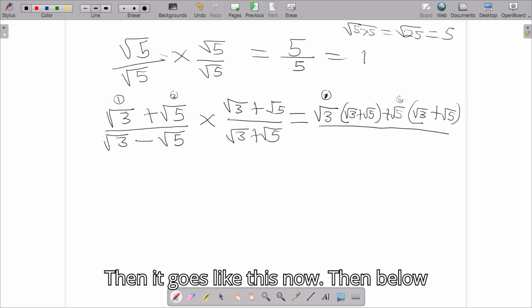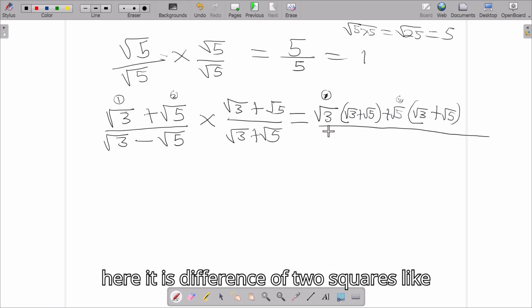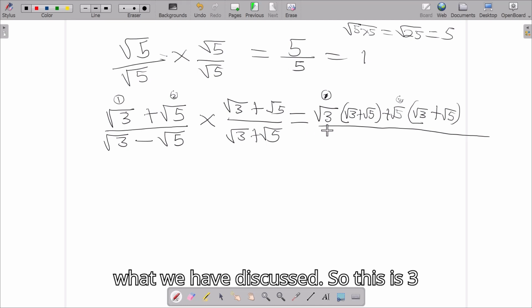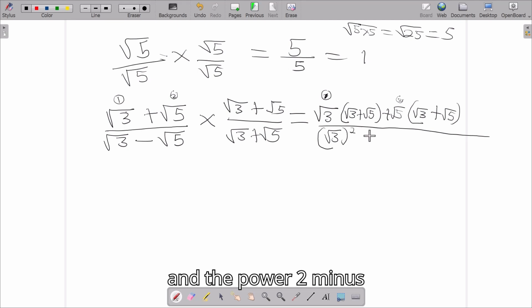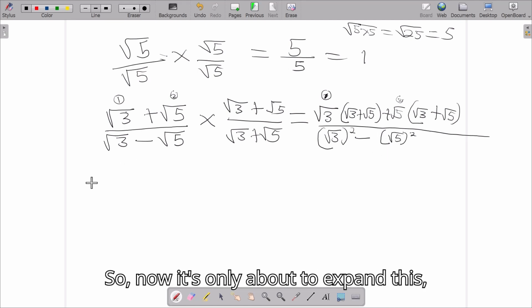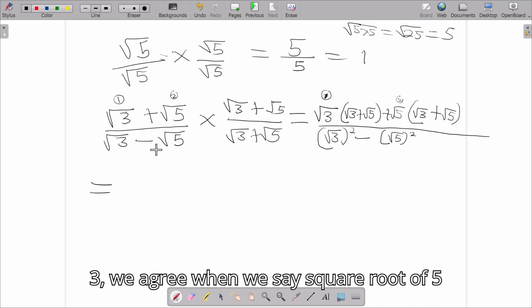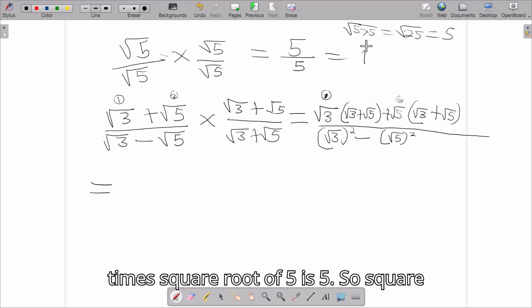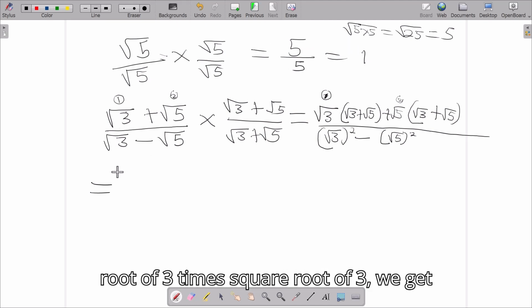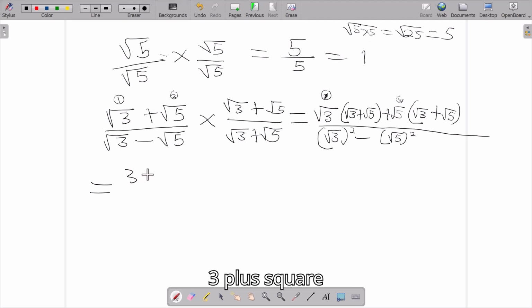Then it goes like this now. Below here, it is difference of two squares, like what we have discussed. So it is square root 3 power 2 minus always bracket square root 5 power 2. So now it's only about to expand this. Square root 3 times square root 3. We agree when we say square root 5 times square root 5 is 5, so square root 3 times square root 3, we get 3.